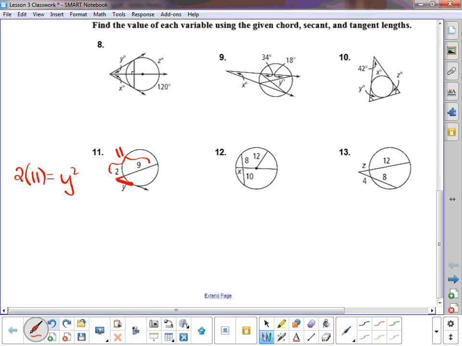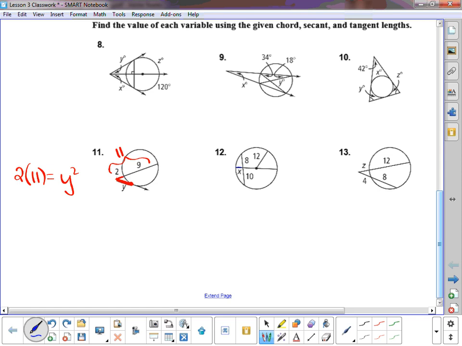Questions on the setup for number 11 here? Alright, now let's take a look at number 12. So we have chords inside our circle and they throw in the radius there. X is talking about this piece. Right? So they want us to find X. We have chords inside the circle.